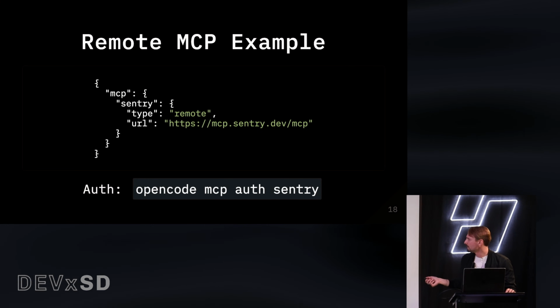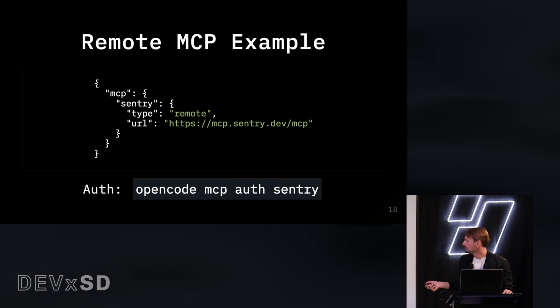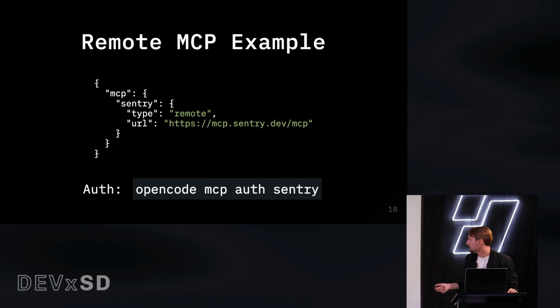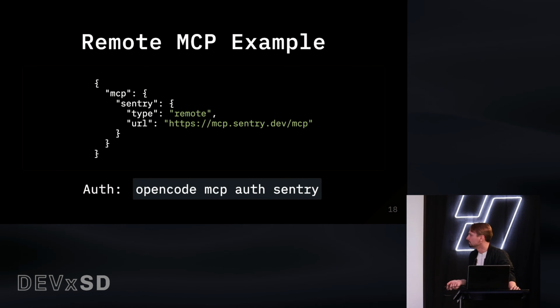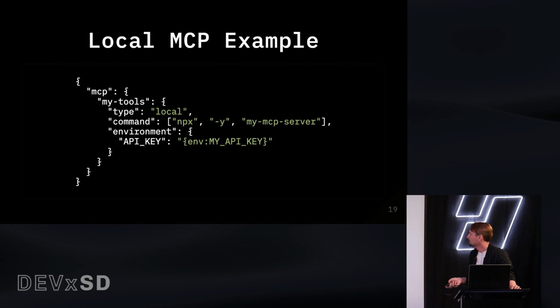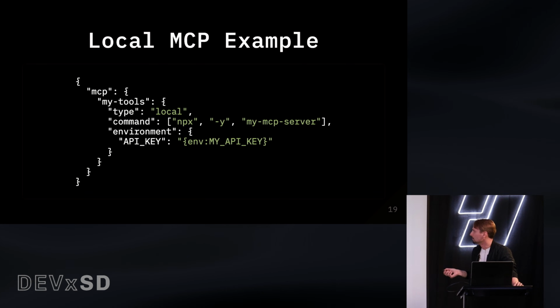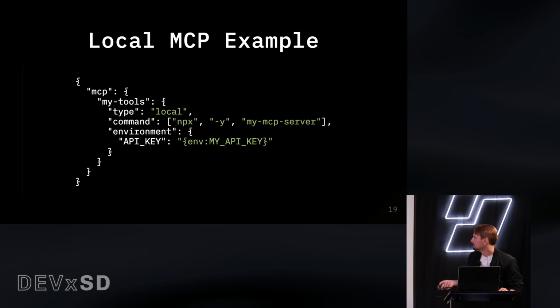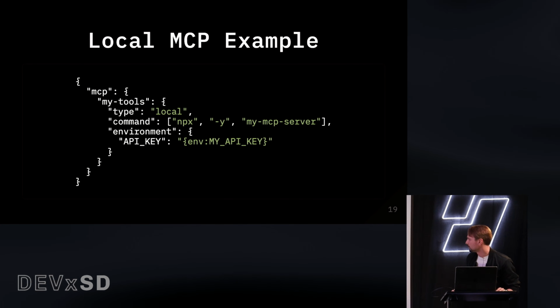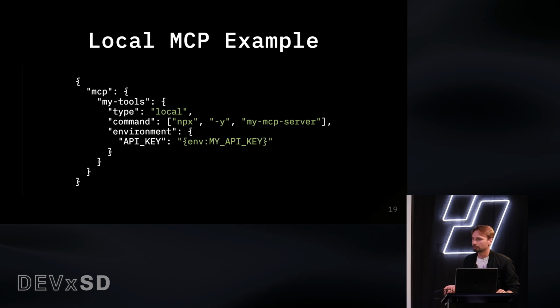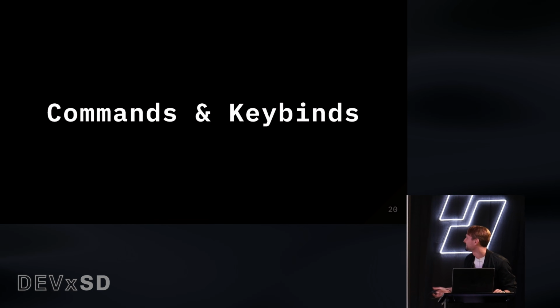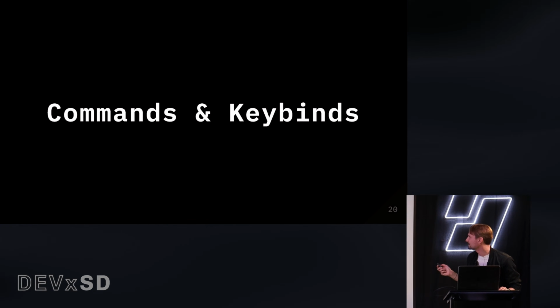Here's an example of how to set up a remote MCP server using, let's say, Sentry. You want it to connect to your error logs and act upon that. Here's an example of setting up a local MCP server as well. Maybe this is some Node.js project that gives you access to your browser and all of your browser history. No, I'm kidding.